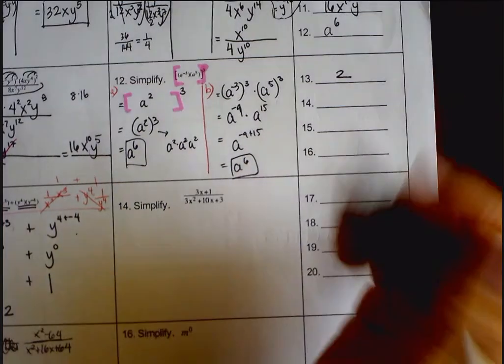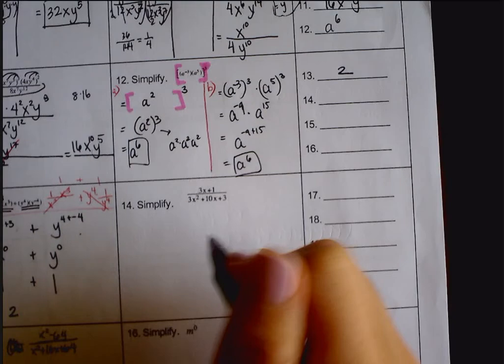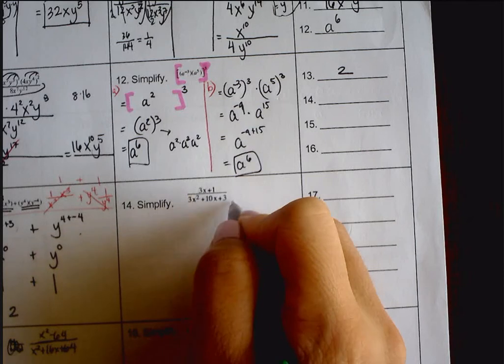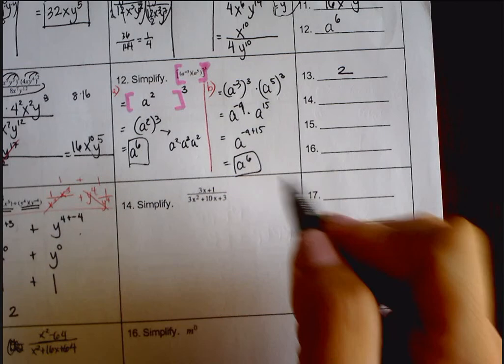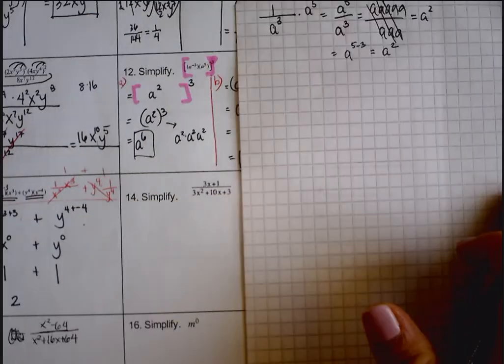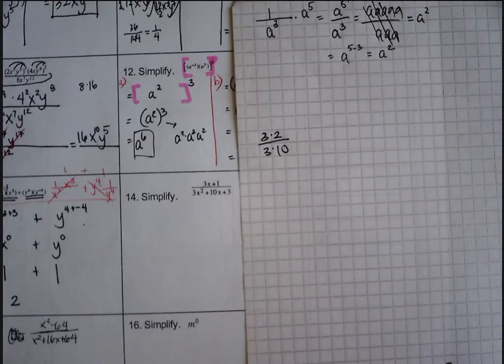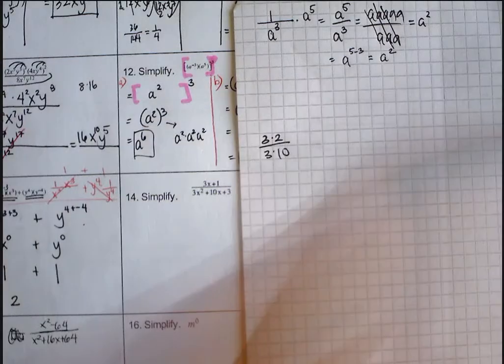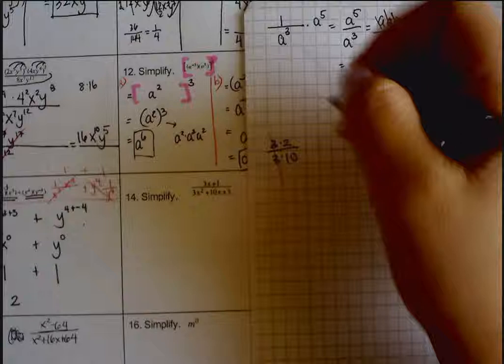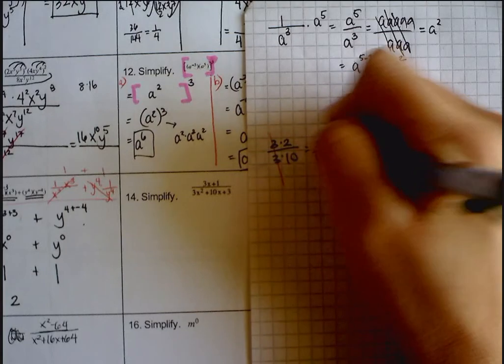If they're being added, you can't cancel. You can only cancel stuff out if they're being multiplied. And if you have a hard time believing me, consider this. If I have this, can I cancel the 3's? Yes, because it's factored and these are being multiplied. These are products. So that's 2 over 10, which I could again factor out 2 times 5. Okay, so that's 1/5. That is good. But if it was 3 plus 2 over 3 plus 10, can I factor this out like this?